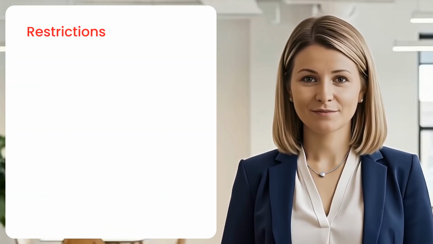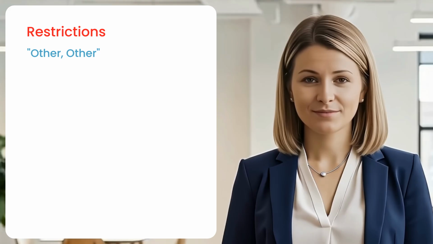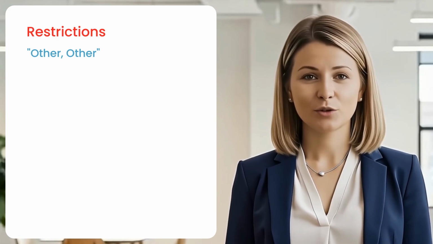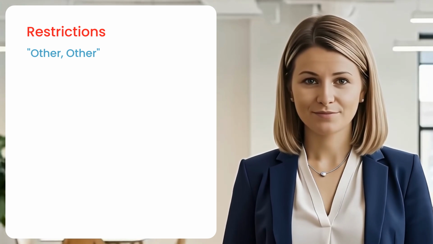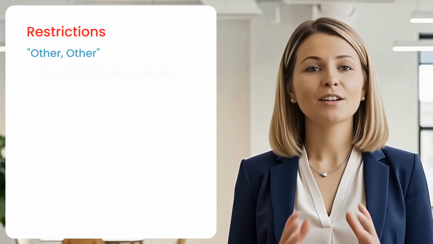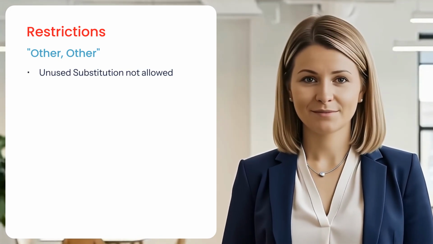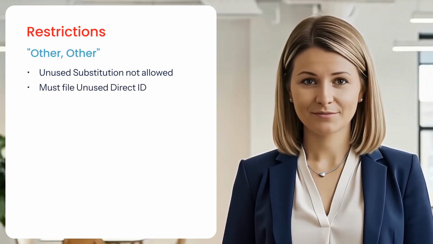We've covered common drawback filing provisions and matching methods. Now, let's go over a few important rules and restrictions. First, there's the other classification restriction. If an 8-digit HTS description begins with other, it's considered too broad for unused substitution. If the 10-digit classification also begins with other, then unused substitution is not allowed. In that case, we must file under unused direct identification.